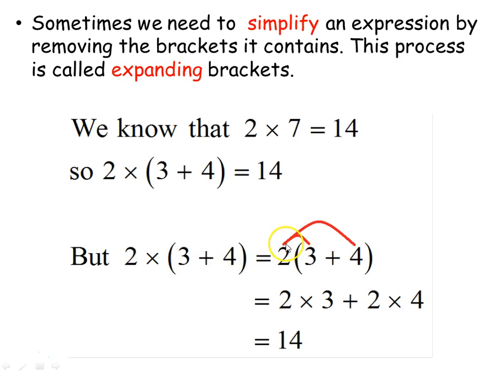And then let's put a little red line from the 2 to the 3 and from the 2 to the 4. And we will multiply along that red line. So we will have 2 times 3, the first red line, plus 2 times 4, the second red line. Now 2 3s are 6, 2 4s are 8. Add them together, we get 14. So that's the process of expanding brackets, just using numbers.